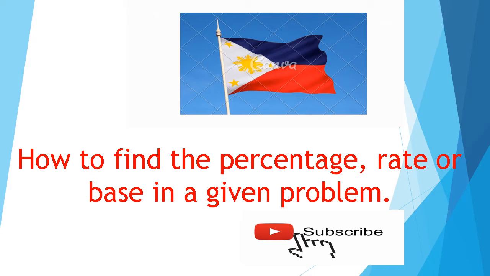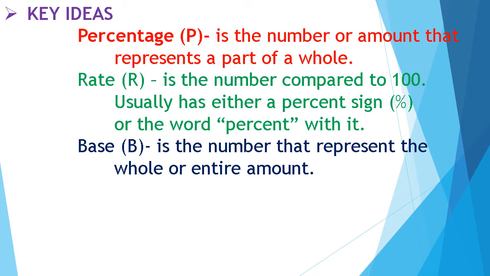Today I'm going to show you how to find the percentage, rate, or base in a given problem. Let's learn some key ideas. Percentage is the number or amount that represents a part of a whole. Rate is the number compared to 100. It usually has either a percent sign or the word percent with it. Base is the number that represents the whole or entire amount.